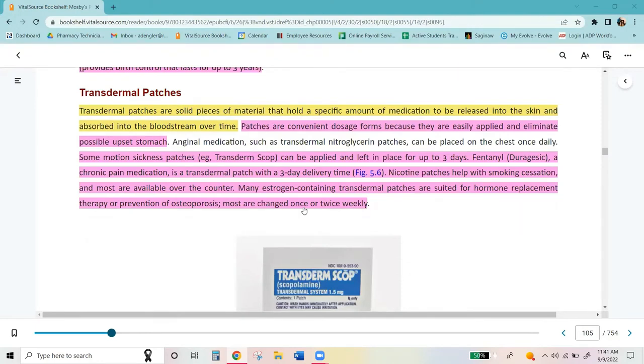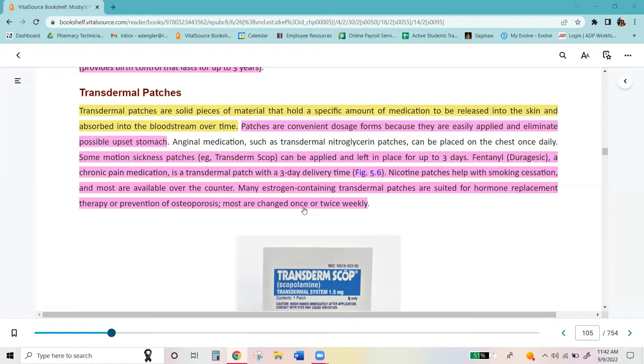Transdermal patches are solid pieces of material that hold a specific amount of medication to be released into the skin and absorbed into the bloodstream over time. Patches are convenient dosage forms because they're easily applied and eliminate possible upset stomach. Some motion sickness patches, like Transderm Scop, which are pretty popular, can be left in place for up to 3 days. So you'll see that prescribed a lot for people that are going on a plane, going on a cruise, or of course they have continuous motion sickness.